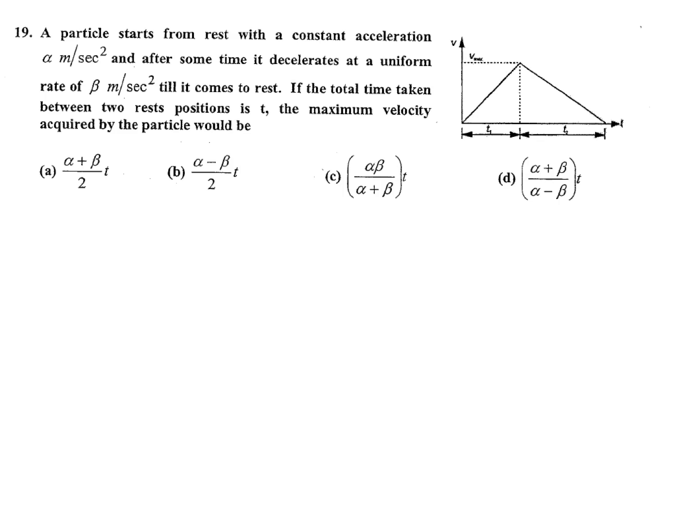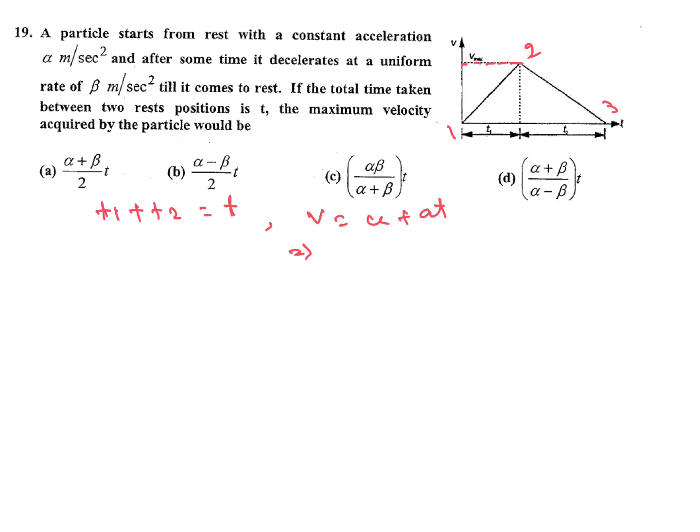Given t1 and t2, the total time t1 plus t2 is t. Let the points be 1, 2, 3. From 1 to 2 it's constant acceleration alpha meter per second square, and 2 to 3 it's deceleration beta meter per second square. So we have to calculate the maximum velocity acquired by the particle. This V max we have to calculate. So we will use the formula V equal to U plus at.